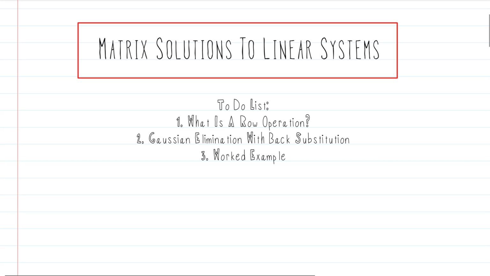Today we're talking about solutions to linear systems. So the to-do list: first of all, what is a row operation? That's kind of core to what we're discussing. And then we'll talk about Gaussian elimination with back substitution, and then we'll give you a worked example. Here we go.